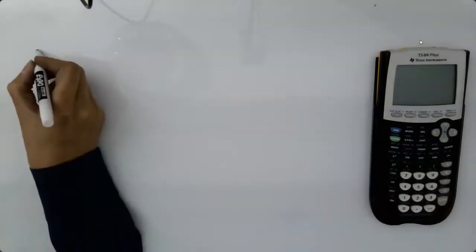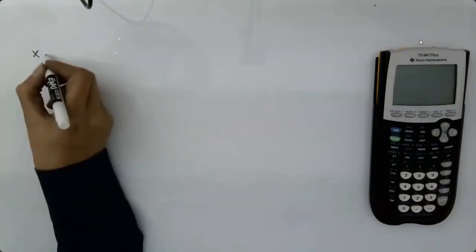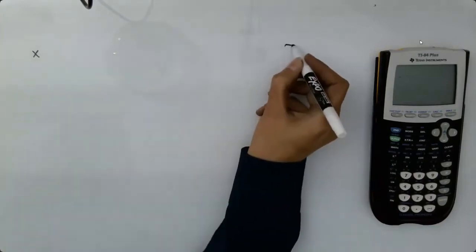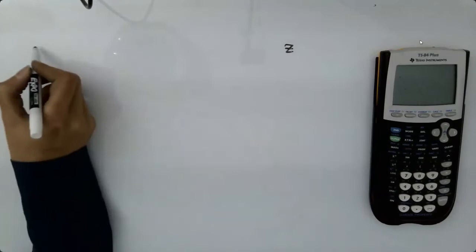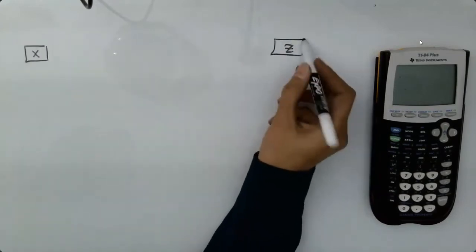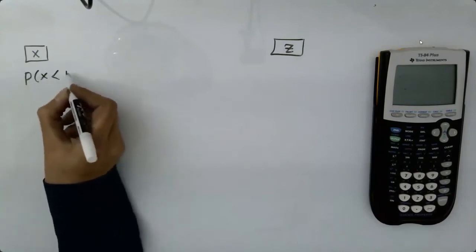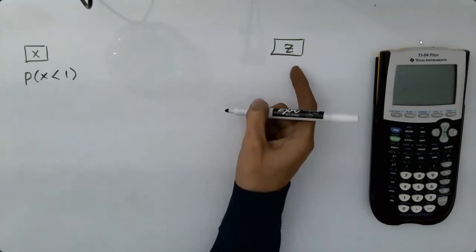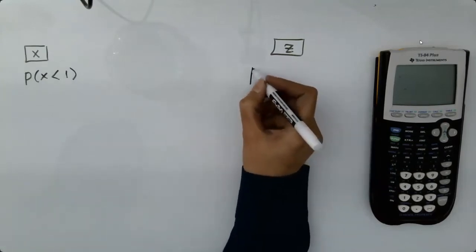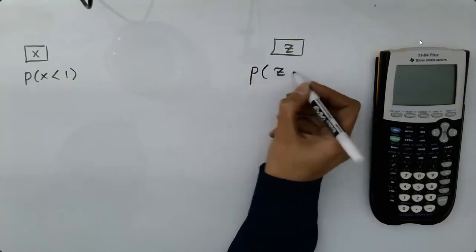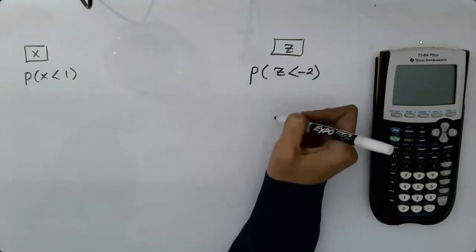As I mentioned before, it doesn't matter if you use your X or your Z, but for the sake of confidentiality of your data, I need to write them side by side so you see what's going on. Then you have X, then you have Z. Remember that here it says find the probability that X is less than 1. Remember that we calculated Z to be -2 or equivalent. You want to know what's the probability that Z is less than -2.